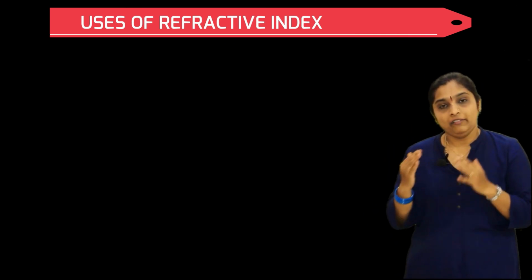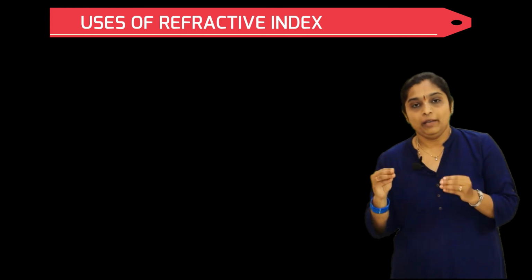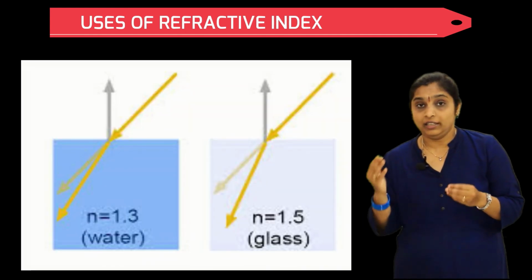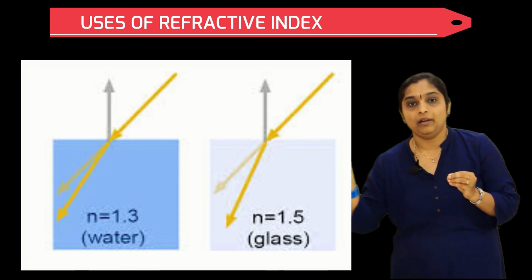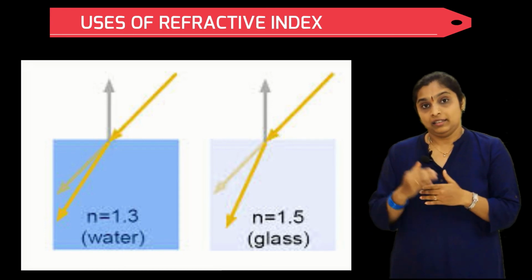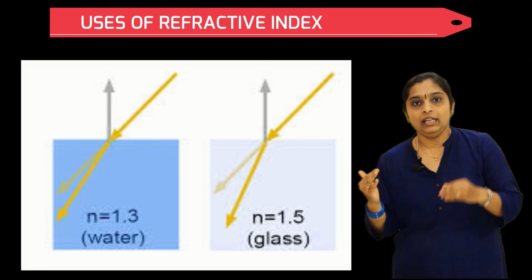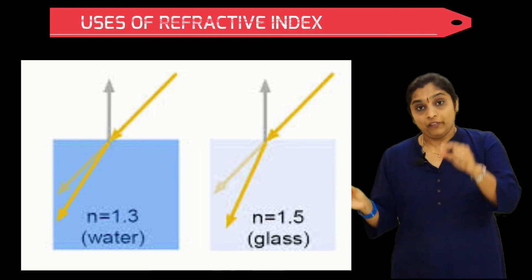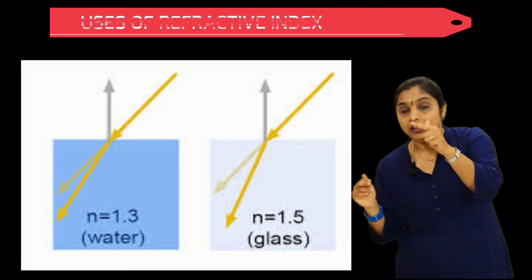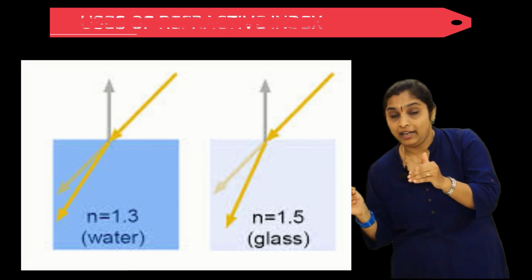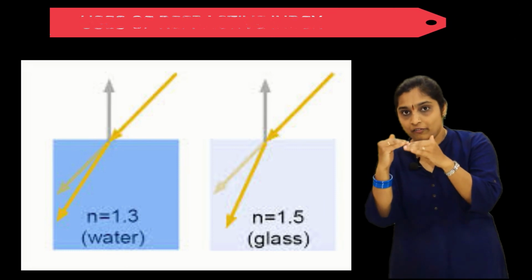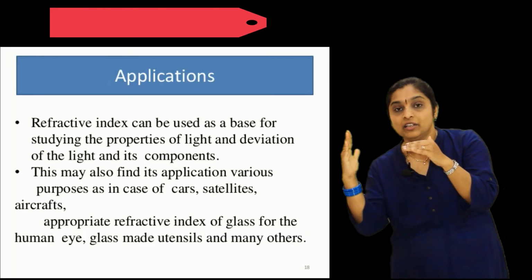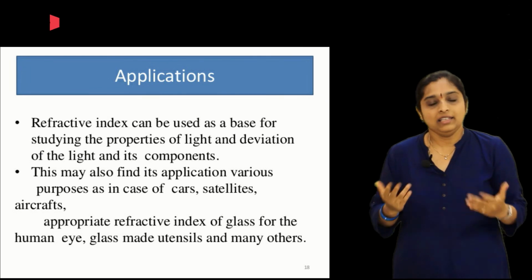Let us take the same example. We know that the refractive index of water is 1.3 and the refractive index of glass is 1.5. That means the ray of light can travel more quickly in water compared to glass. So when the ray of light travels from water to glass, it actually bends. The speed of the ray of light reduces, so it bends towards the normal. In this way, refractive index is very useful. This is all about refractive index.